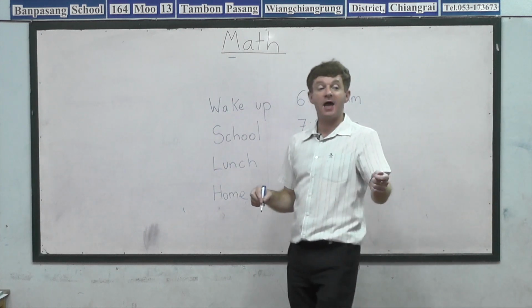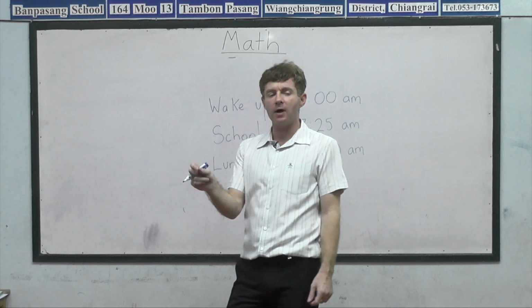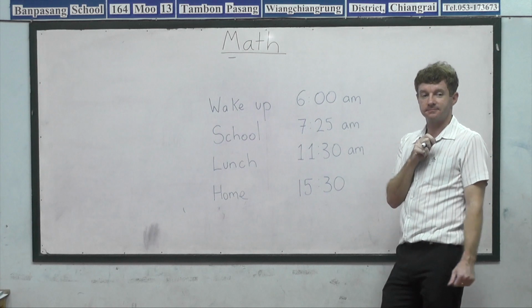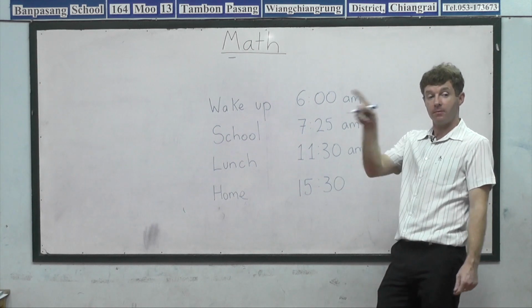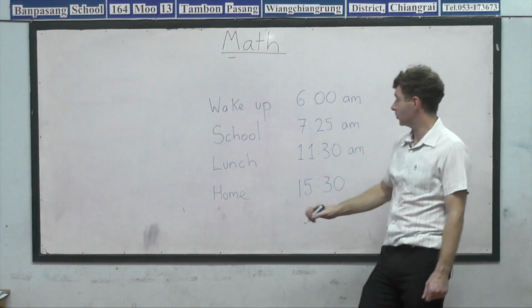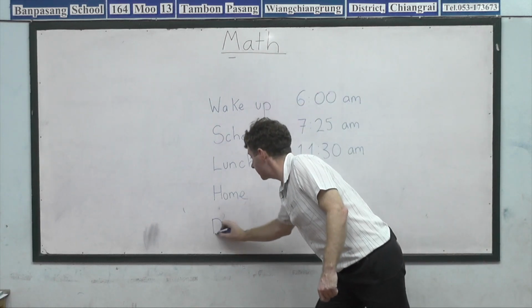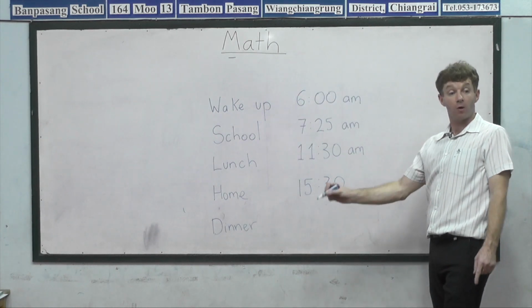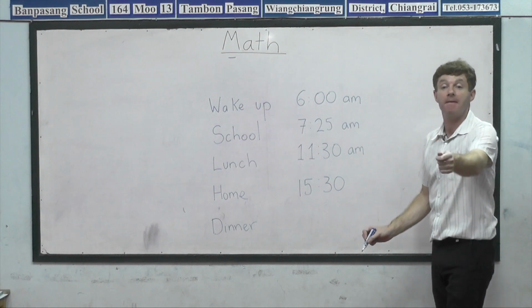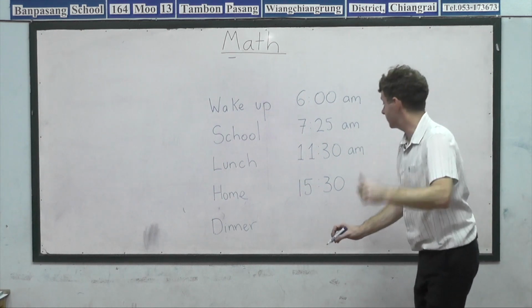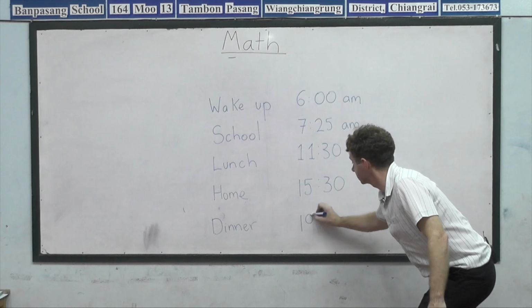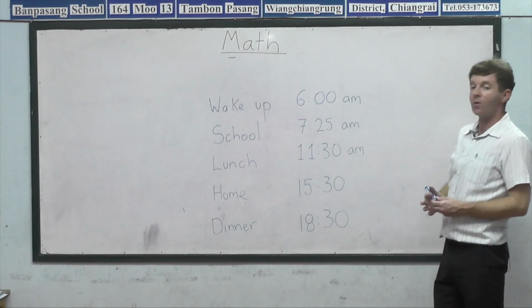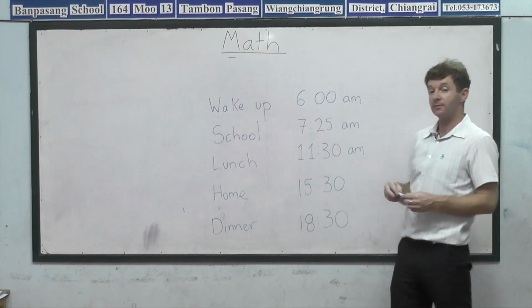So, what time, Lackow, what time will you have dinner this evening? 6:30 a.m. or p.m.? Okay, so if it's p.m. we will say dinner, and then 24-hour clock format, 6:30 p.m. 18:30 is correct. Excellent.